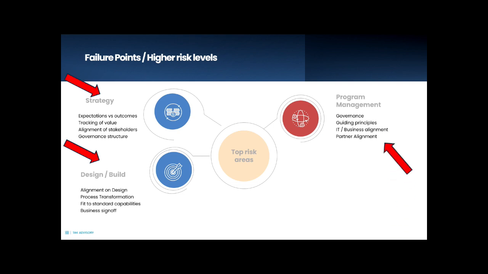And then finally, program management. Is there a good governance structure? Does everyone understand the guiding principles? Is the IT team and business team aligned? Do you have proper alignment with your main partner, SAP, and your IT and business team?